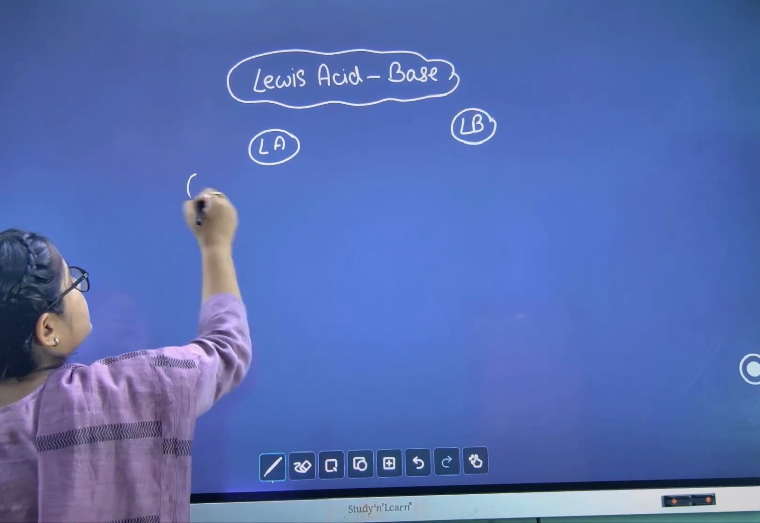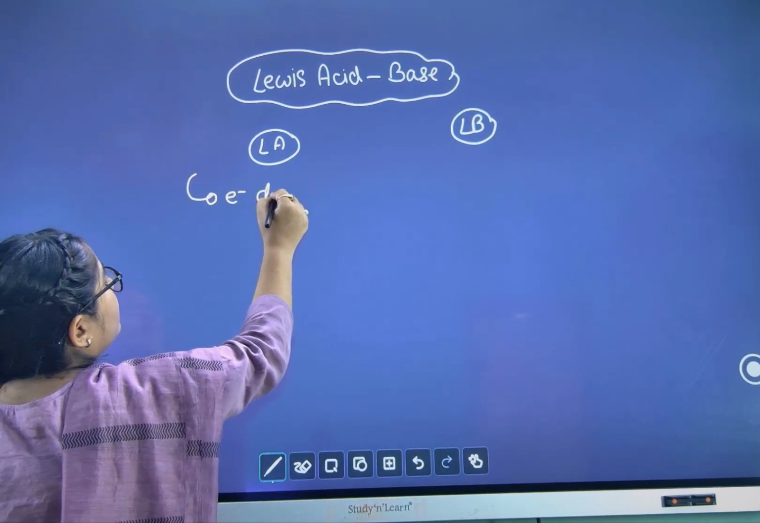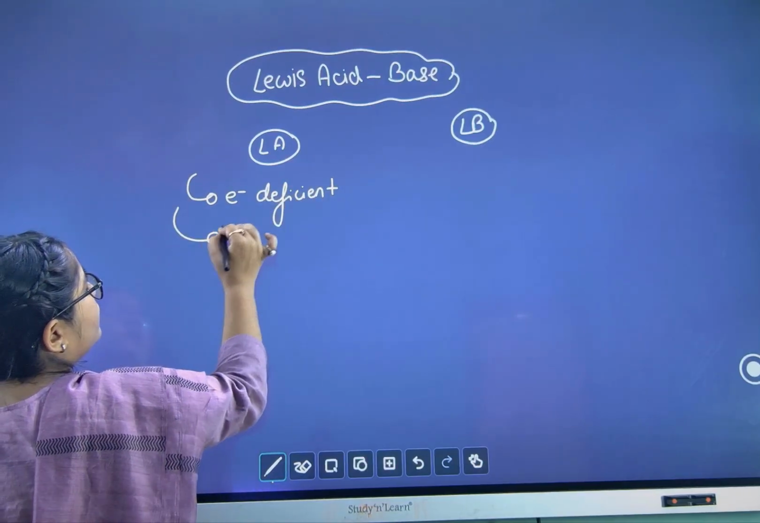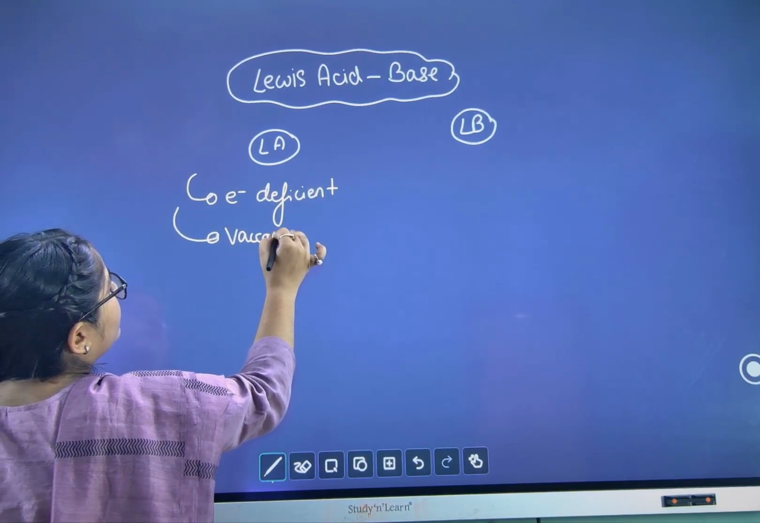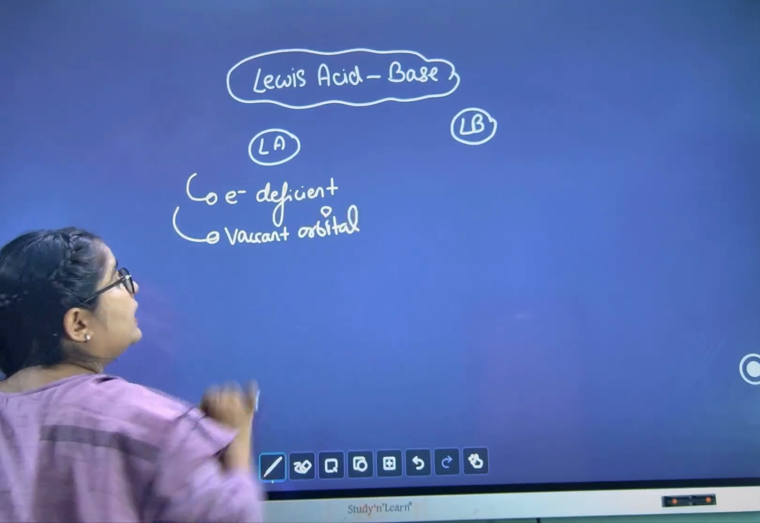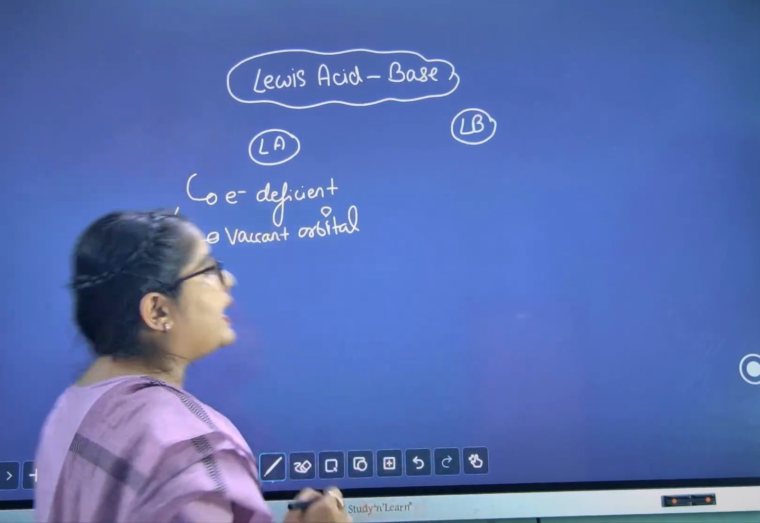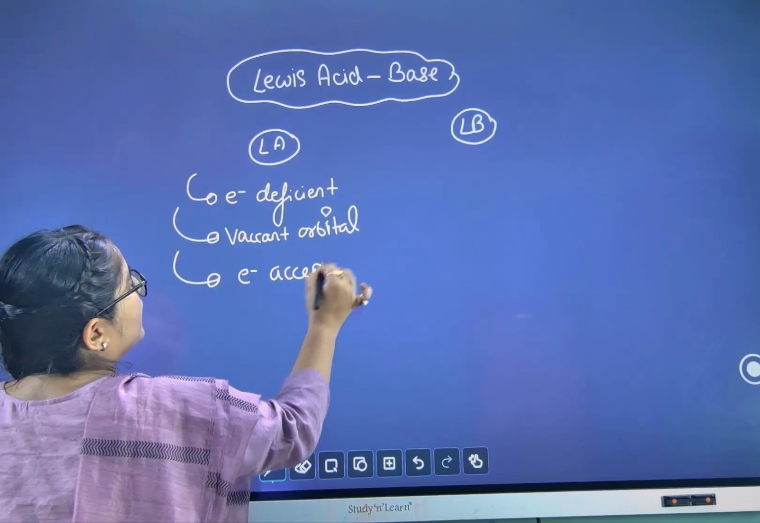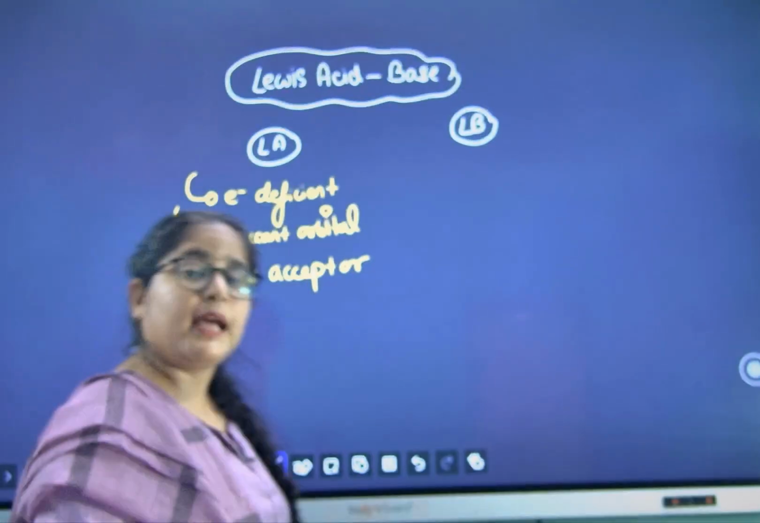So for Lewis acid, what will you say? They are electron deficient. If they are electron deficient, surely they have a vacant orbital. If they have a vacant orbital, only then can they accept. And if they are accepting, Lewis acids are electron acceptors.